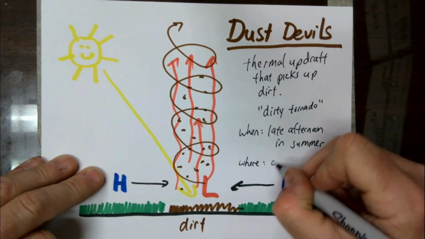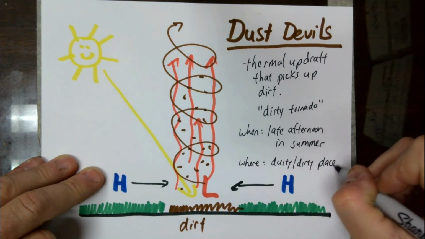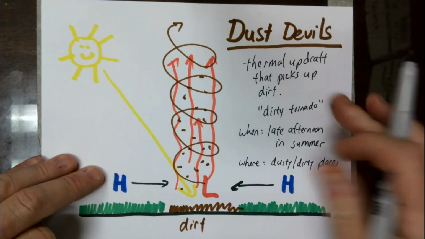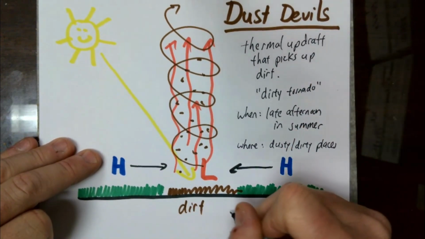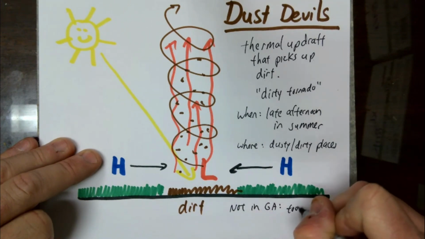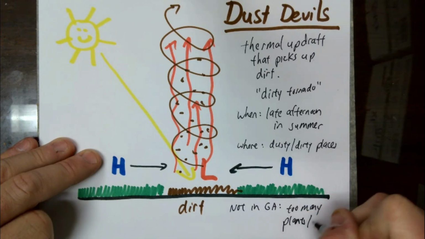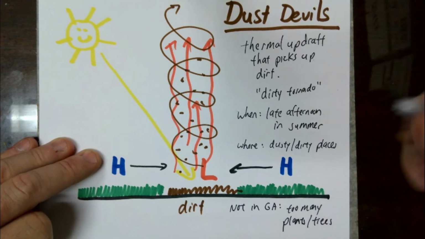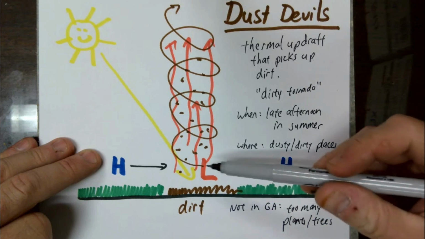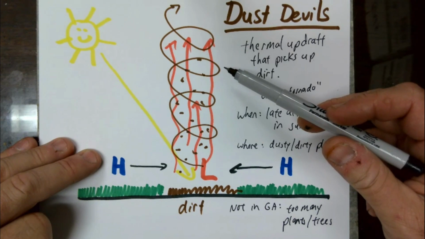Where? Dusty or dirty places. We don't tend to see dust devils here in Georgia. And the reason is we have too many plants and trees. Most of our ground is covered with plants and trees, so it's hard for us to get these little dirty rising columns of air.